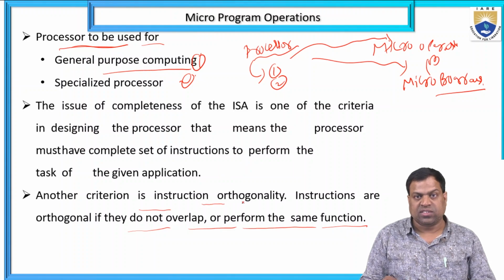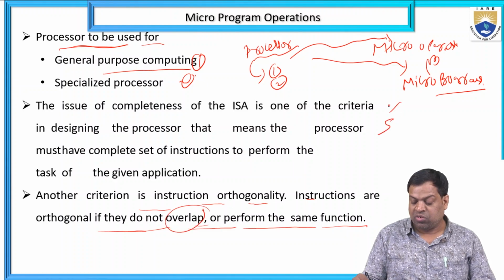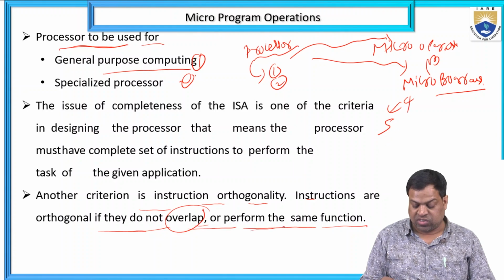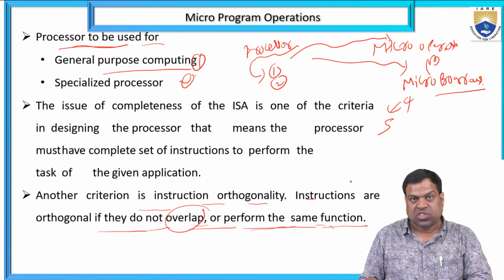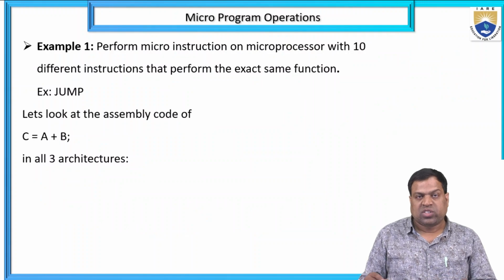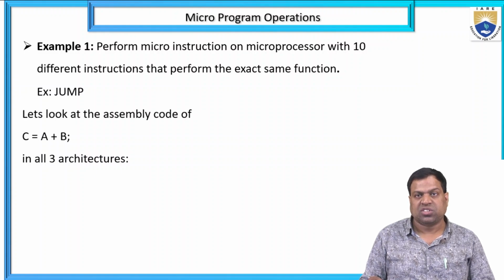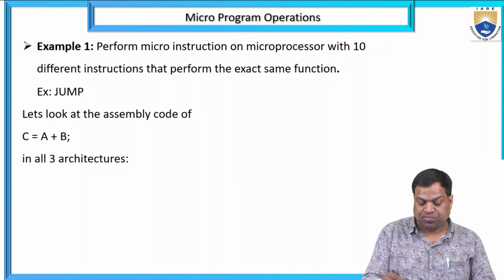Another criterion is instruction orthogonality: instructions should not overlap. Overlap means, suppose my value is 4 and 5 is overlapping with 4 like this, or performs the same function of the processor. For example, we are taking a microprocessor with 10 different instructions that perform the exact same function. So we perform micro instructions.